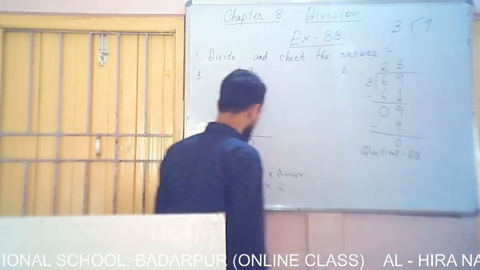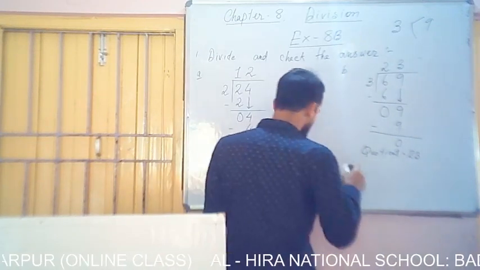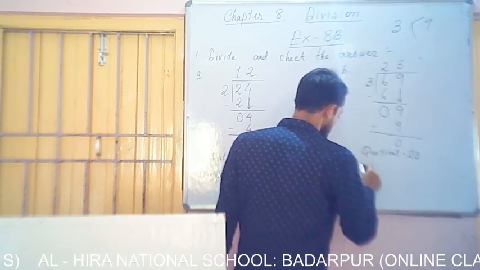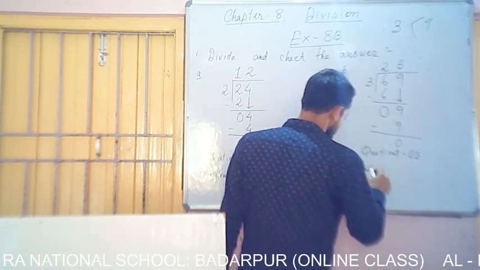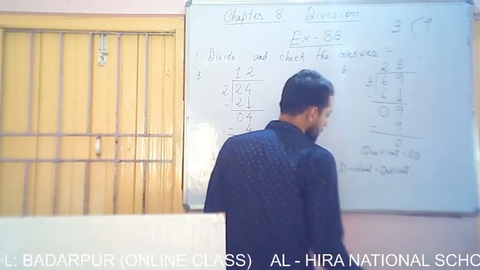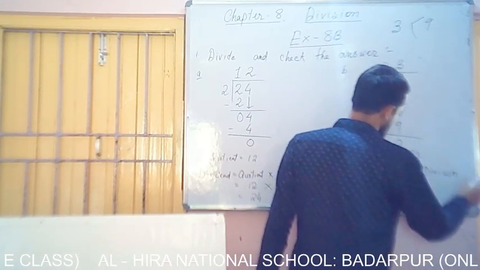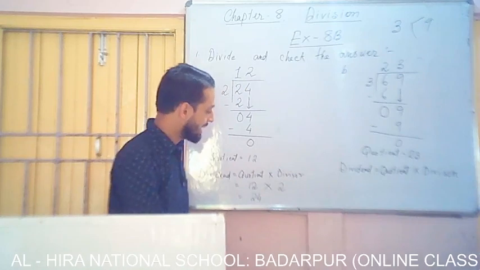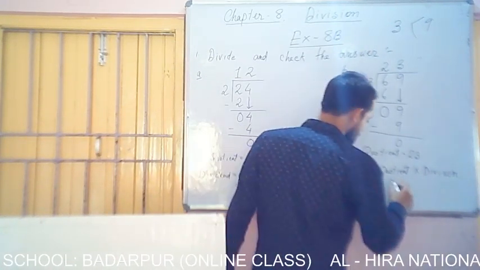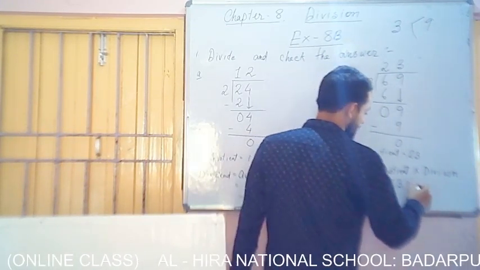Remainder is 0, that is why no need to write. Now we have to find out whether the answer is correct or not. So by applying the formula, dividend equals quotient into divisor. So which number is the quotient here? In place of quotient we are going to write 23, multiplication sign.